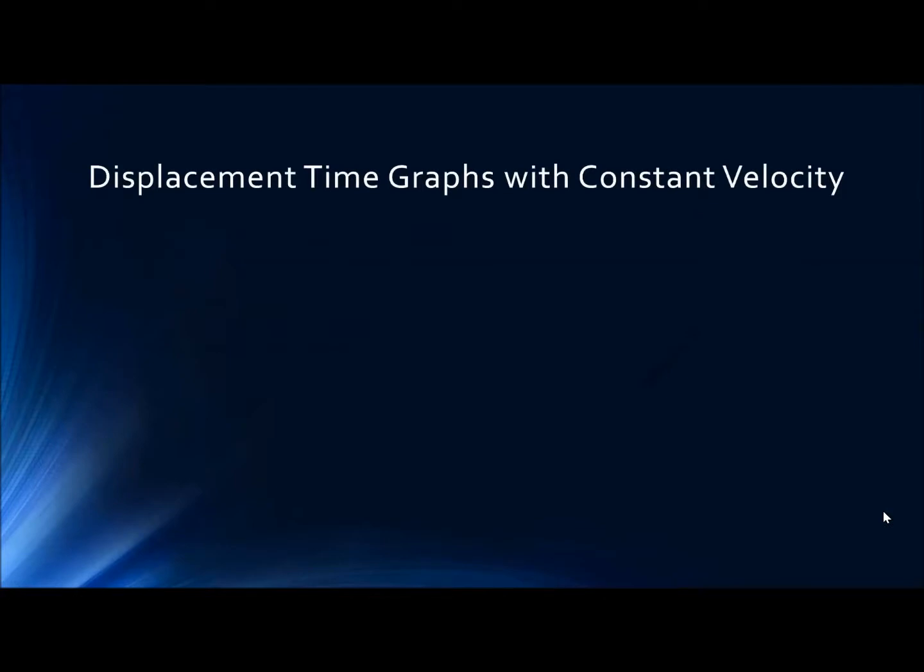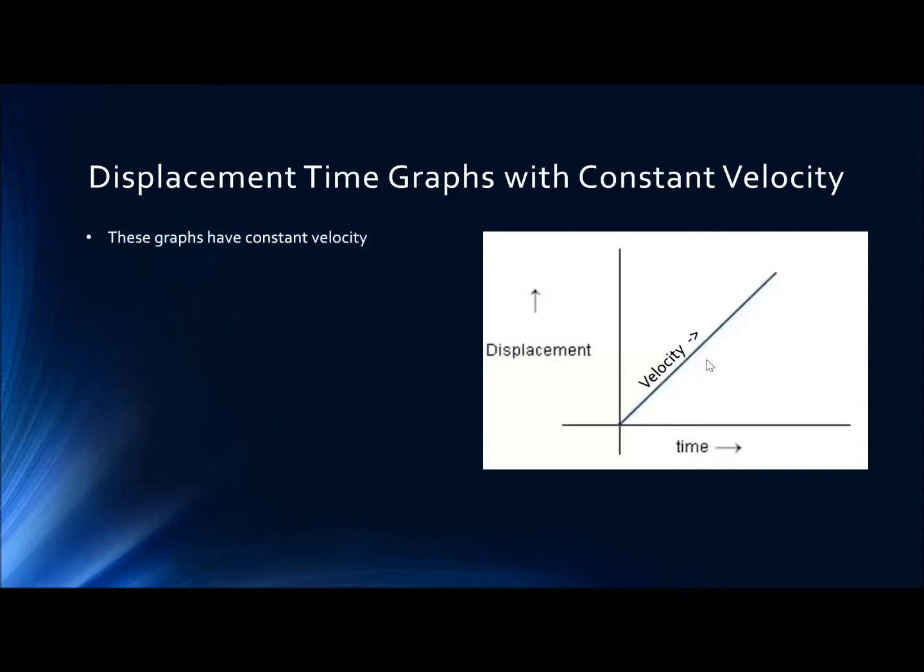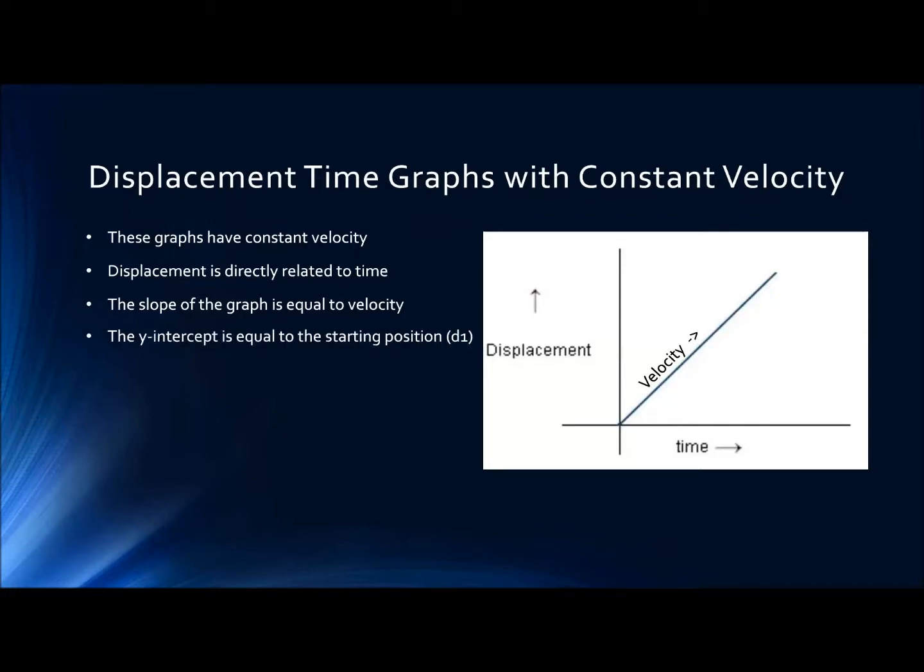Next, the displacement time graphs with constant velocity. These graphs have constant velocity. Since displacement is directly related to time, the slope of the graph is equal to velocity. The y-intercept is equal to the starting position, or d1. The equation for a line is y equals mx plus b. So in terms of displacement, velocity, and time, this equation will change to d equals vt plus d1.